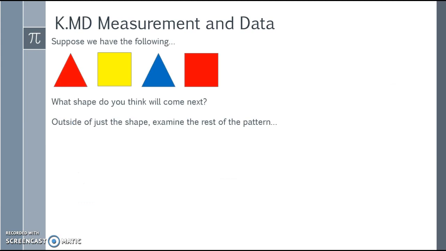Suppose we have the following. We have a large red triangle, a large yellow square, large blue triangle, large red square. What shape do you think will come next? Outside of just the shape, also examine the rest of the pattern if you're struggling with identifying what the shape is. Stop, take a moment, pause the video before moving on.